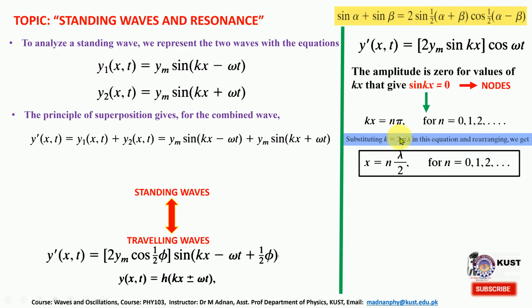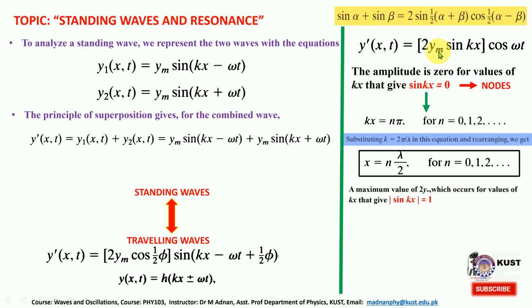one can put 2 pi over lambda instead of k and then solve for x, so that x is equal to n lambda over 2, such that for n equal to 0, x is equal to 0, then x is equal to lambda over 2, and then putting n equal to 2, that will be equal to lambda. So all those points for which x satisfies this relation will be nodes on that string.